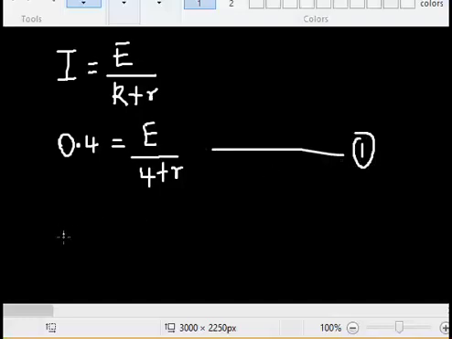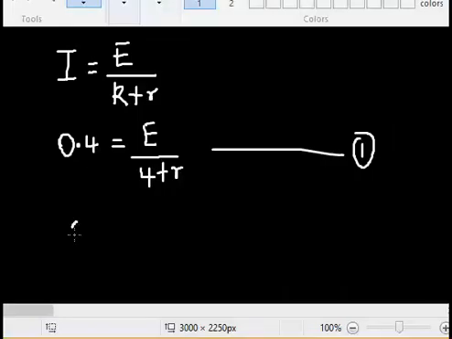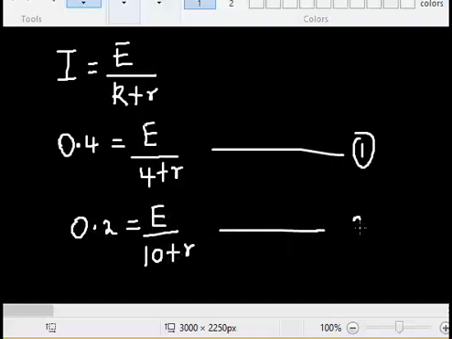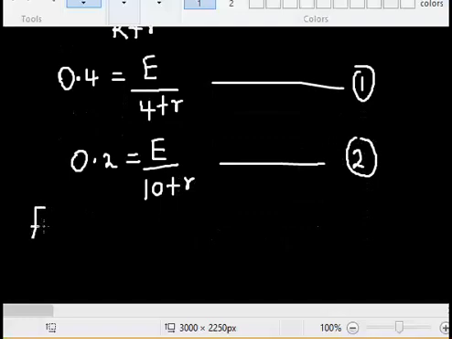Now the same cell still supplies 0.2 ampere to an external resistance of 10 ohm. So this time around the current is 0.2 ampere. Of course, it's still the same cell, so it has the same EMF, to an external resistance of 10 ohm plus the same internal resistance. So this is equation 2. We now discover that if I should cross multiply, from equation 1, right?